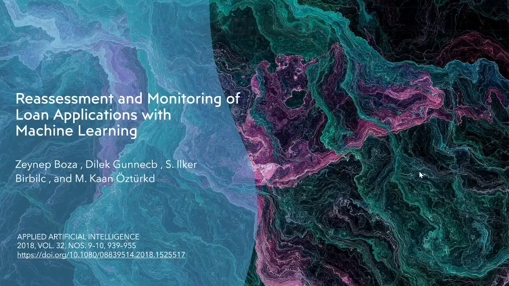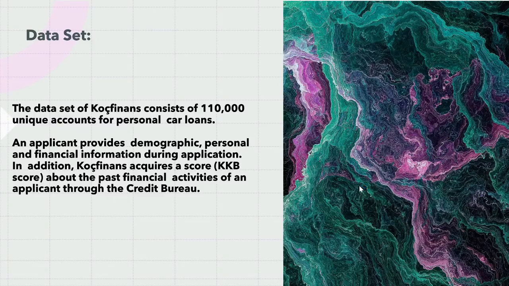The paper I chose is called Reassessment and Monitoring of Loan Application with Machine Learning, which was published in 2018. The dataset is basically from a company called CoFinance, which I think is a Turkish company, and the dataset consists of 110,000 unique accounts for personal car loans.